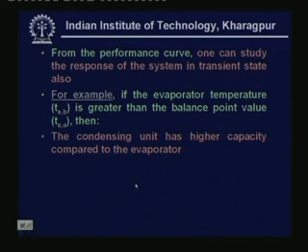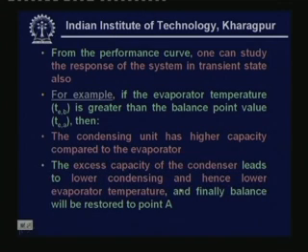So this is what I have already mentioned. The condensing unit has higher capacity compared to the evaporator in transient state when the evaporator temperature is high. The excess capacity of the condenser leads to lower condensing temperature and hence lower evaporator temperature, and finally balance will be restored to point A.